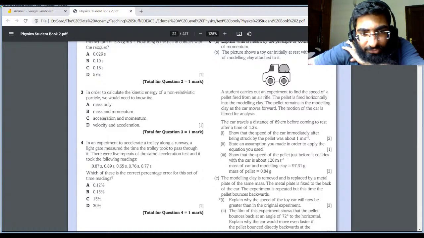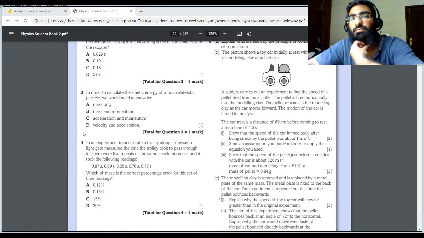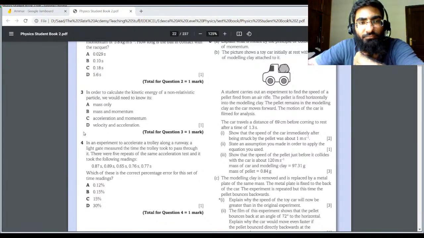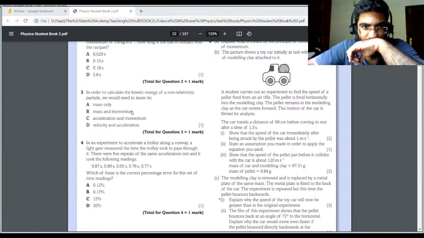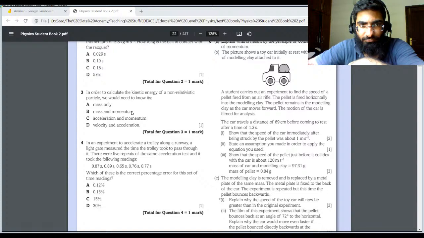Okay, in order to calculate the kinetic energy of a non-relativistic particle, mass and momentum. Okay, so what we need first off to calculate that is half mv square, right? No, no.